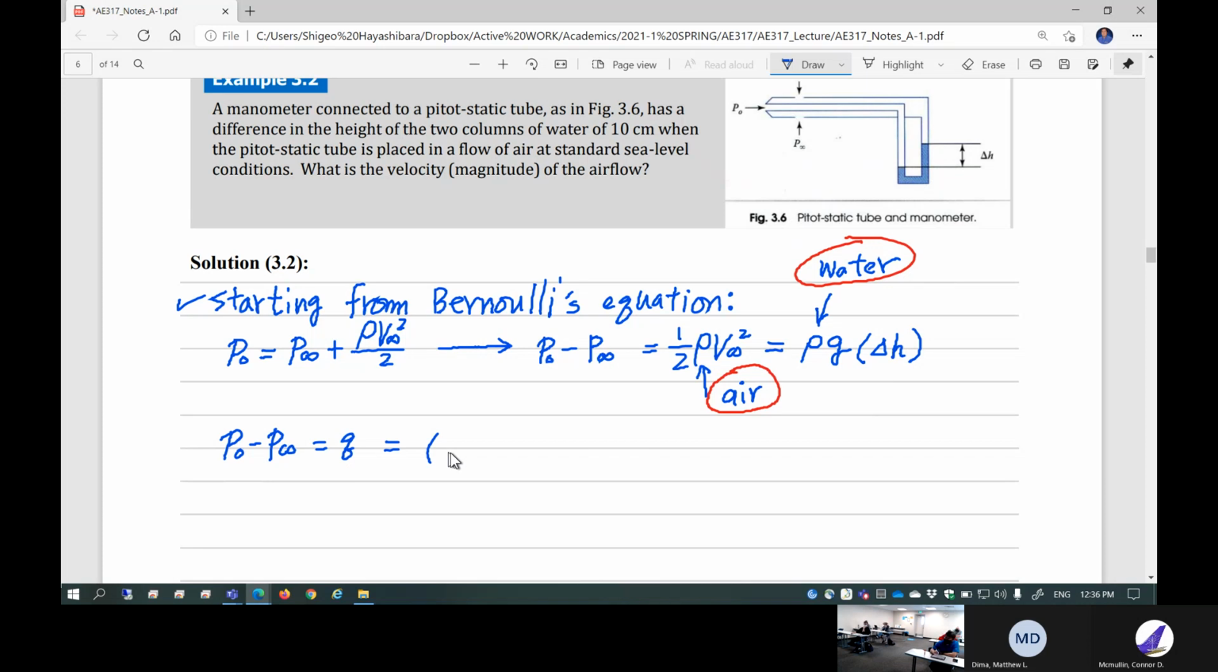This is the number. You should actually memorize it because when you take the professional engineer entrance exam, they're not going to give you this value. They assume you know. So memorize it: 1,000 kilograms per cubic meter, the density of water. Gravity, let's assume standard sea level, 9.8 meters per second squared. Delta H is given as 10 centimeters. I don't like this non-standard unit. I want a value with a standard unit.